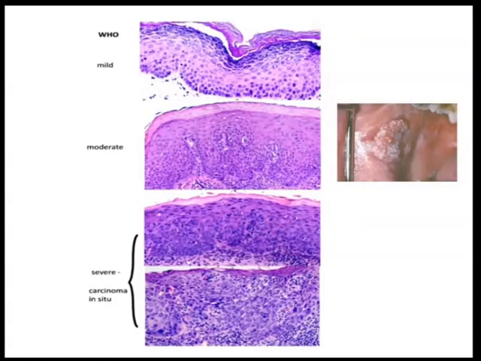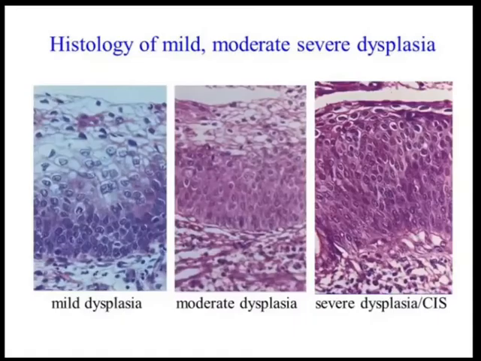If it is more than 2/3 of the epithelium, you call it a moderate dysplasia. And if the dysplastic features are seen in more than 2/3 of the epithelium, you categorize it under severe dysplasia. And if it includes more than 3/4 or the overall epithelium, you call it a carcinoma in situ. So to the right side you can see a clinical pic.